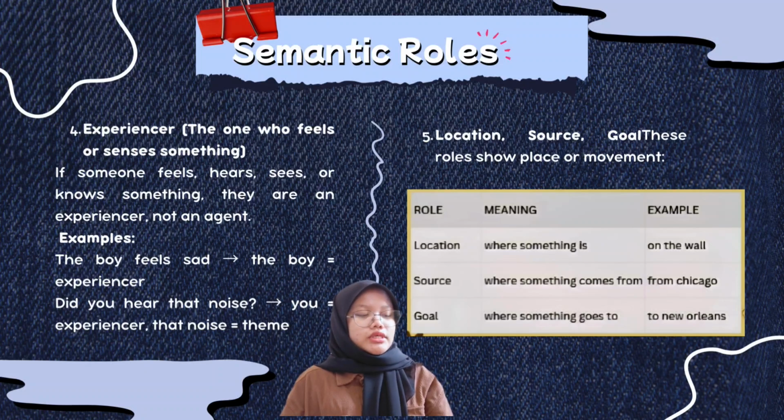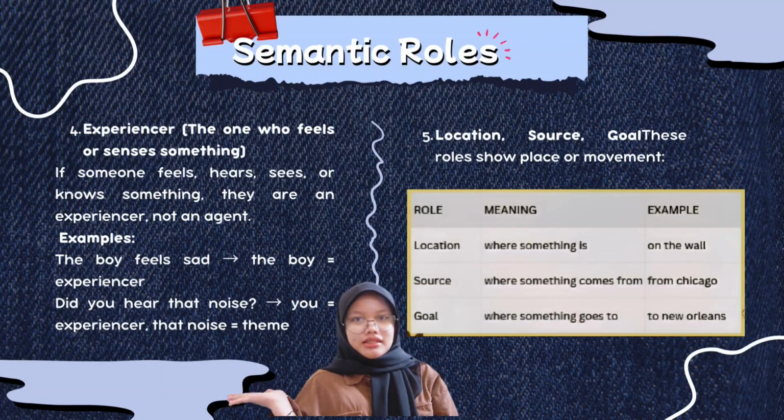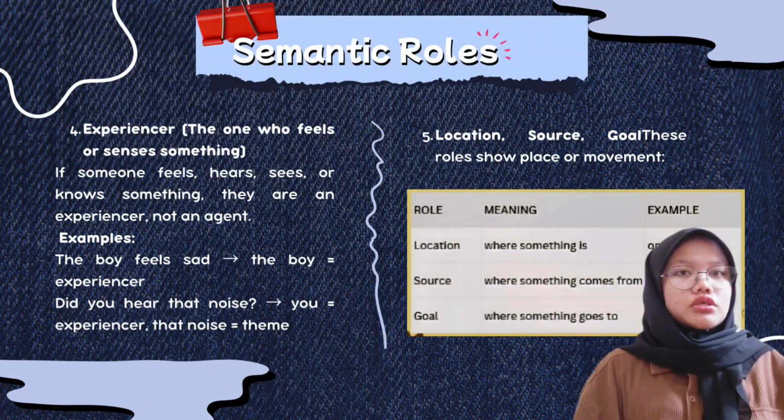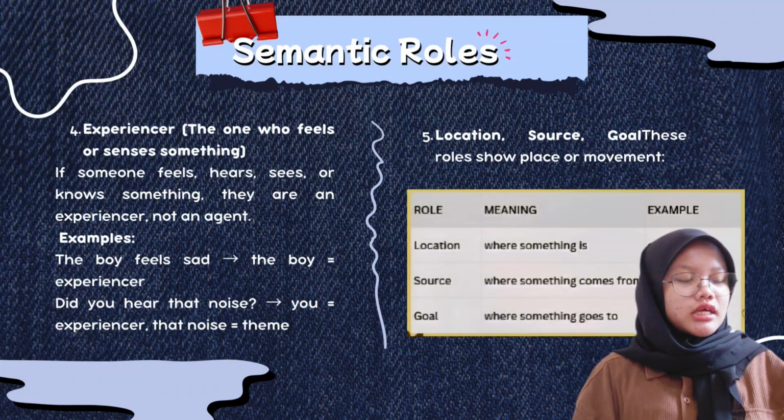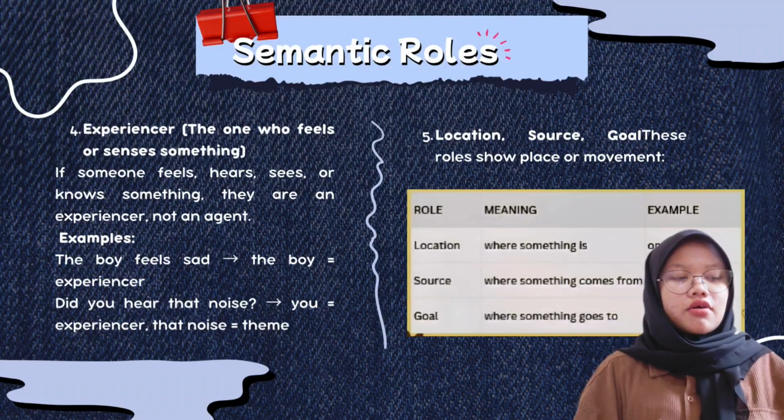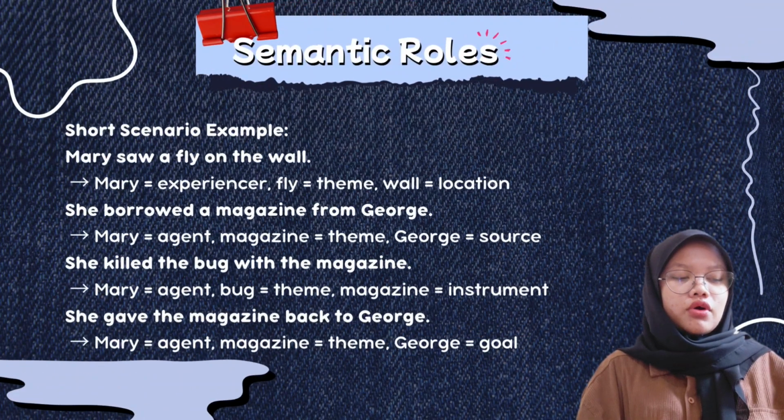Location, source, and goal. These are also place or movement. You can see the example on the table. Short scenario examples. There are several examples from the semantic rules. The first is Mary saw a fly on the wall. Mary is the experiencer, fly is theme, wall is location.